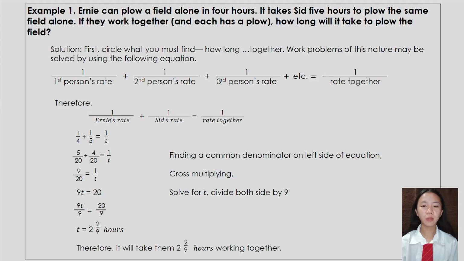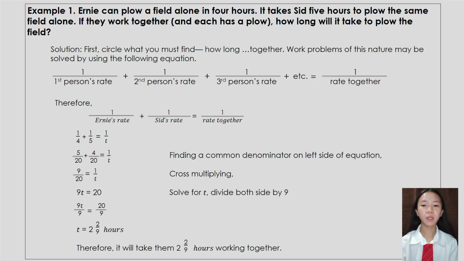The first example is Ernie can plow a field alone in 4 hours. It takes Sid 5 hours to plow the same field alone. If they work together and each has a plow, how long will it take to plow the field? To solve this problem, first circle what you need to find: how long together.